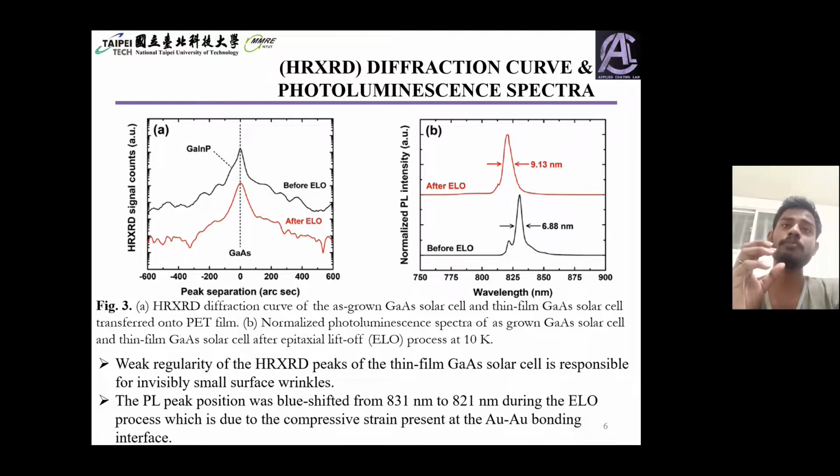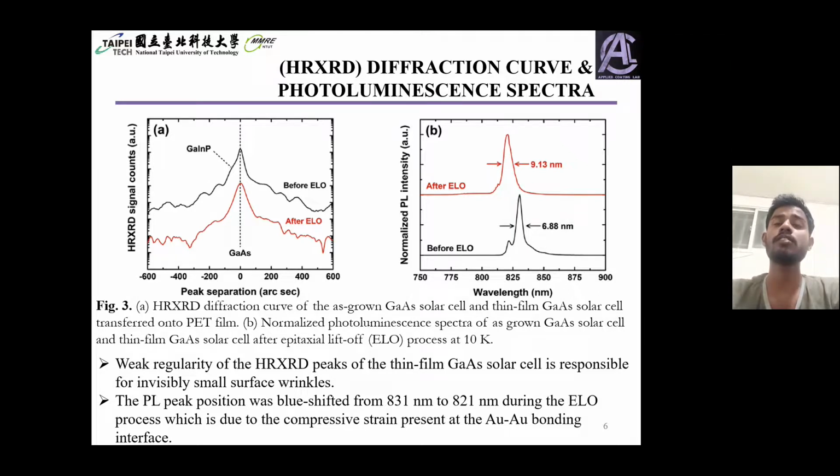The thin film gallium arsenide solar cell is responsible for the invisibly small surface wrinkles, and there is a sharp peak that shows slight strain of the GaInP window in the gallium arsenide peak. So after the ELO process, the sharp peak vanishes. This kind of lift-off process we can see in Figure 3A.